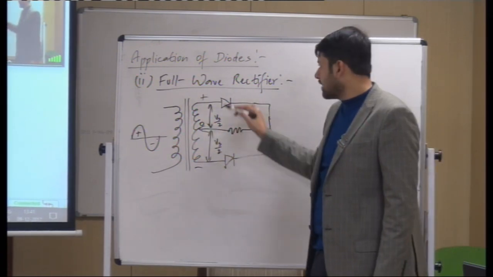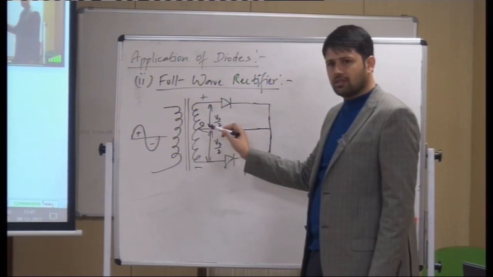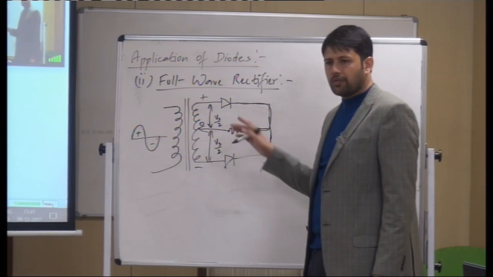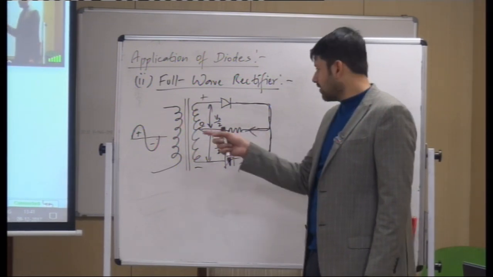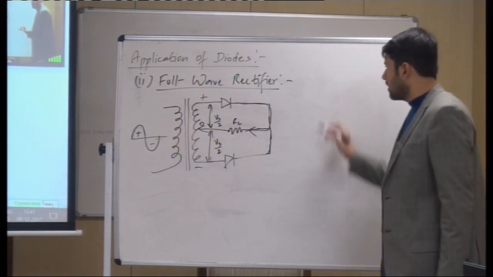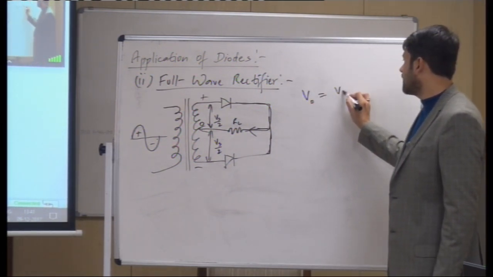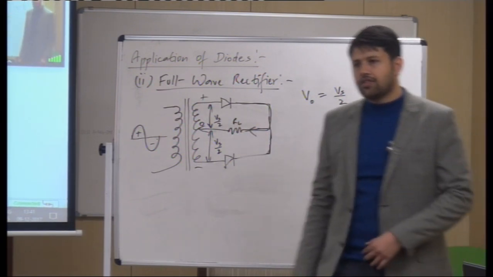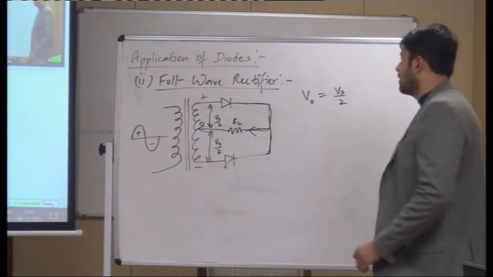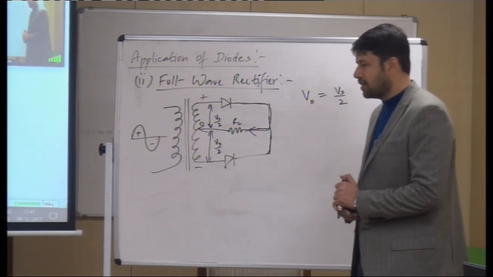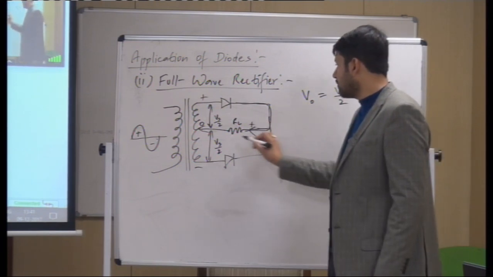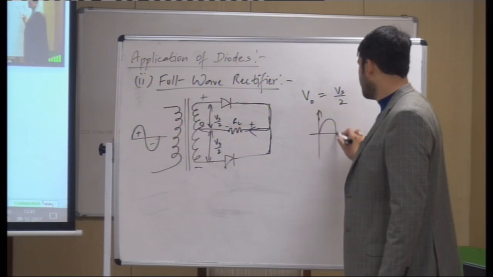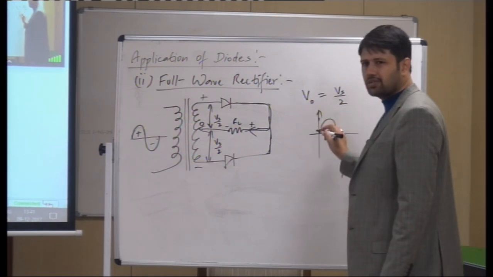So what happens actually when the positive cycle comes? Current flows like this. The upper diode conducts and the current flows through the load resistance. The output in this case would be Vs by 2. You can see only Vs by 2 is appearing. The lower half of the transformer is not contributing, right? This end is positive, this end is negative. So let's draw the output curve. The peak value is Vs by 2.